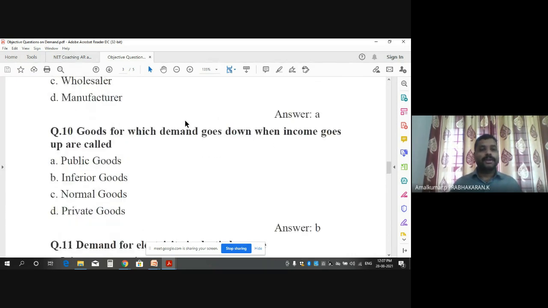Then the 10th one: goods for which the demand goes down when the income goes up are called public goods, inferior goods, normal goods, or private goods. When a person's income is increasing, the demand for a particular product is decreasing, a downward trend. This is the case of inferior goods, because if income increases, the consumer shifts from inferior goods to superior goods. So inferior goods is the answer.